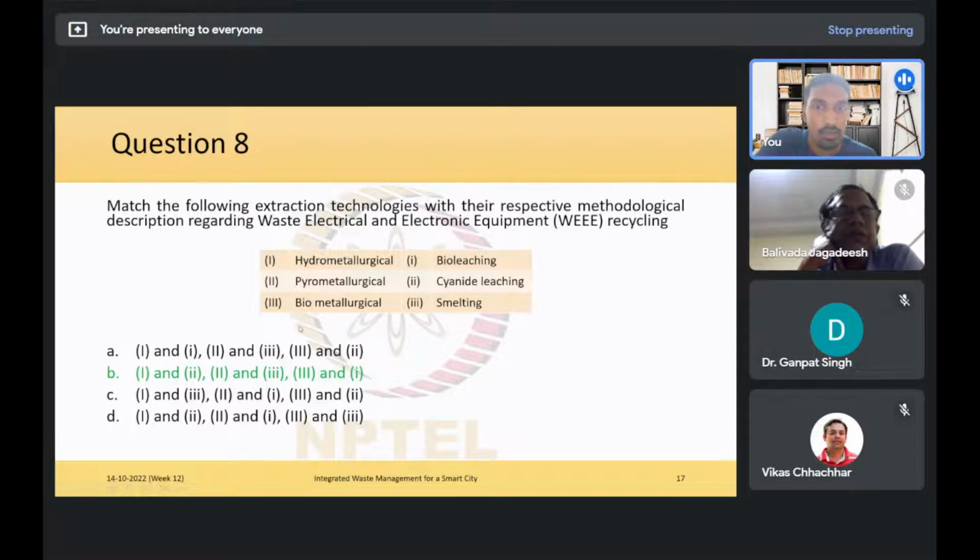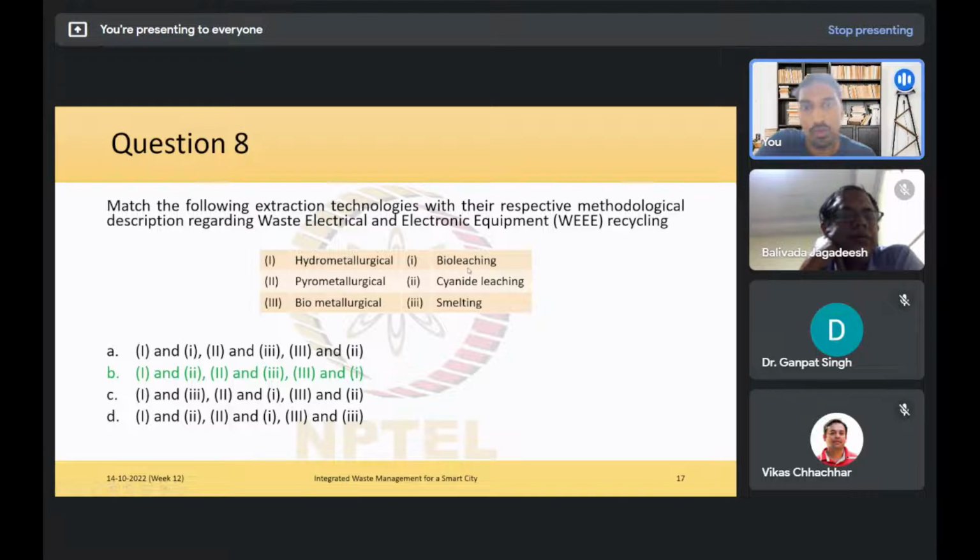The third one is the biometallurgical process. So that is the bioleaching, right? Similar to how we are using some material like cyanide to do the leaching, in the biometallurgical process, instead we use microorganisms to do the leaching for us.